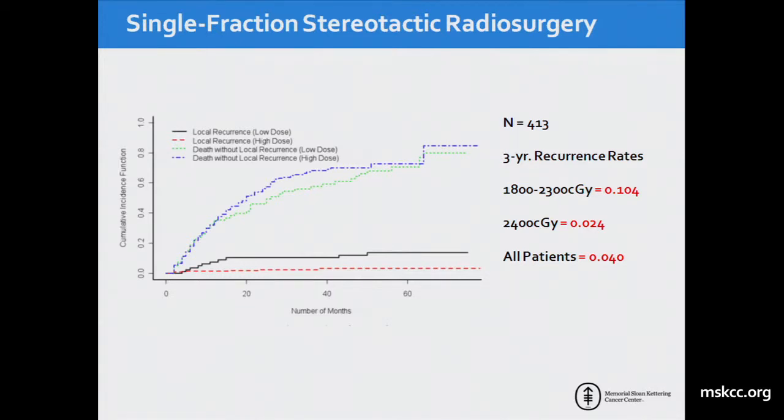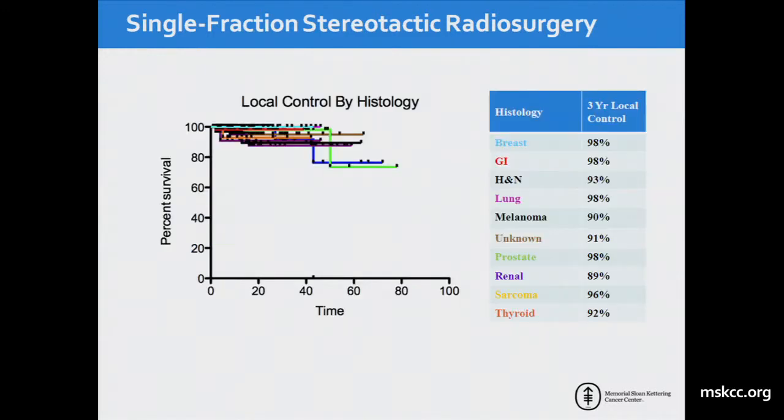So SRS overcomes it. When we looked at over 400 patients that underwent single fraction SRS in the spine, patients who received 24 gray had a recurrence risk of just over 2% at 3 years. So these control rates are outstanding compared to conventional radiation. And this is regardless of tumor histology, which is very different from conventional radiation.